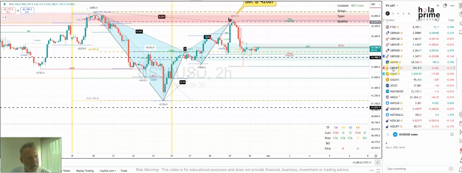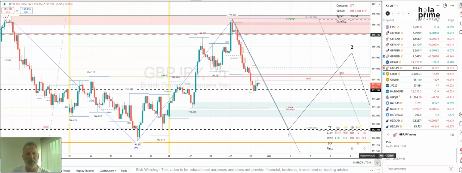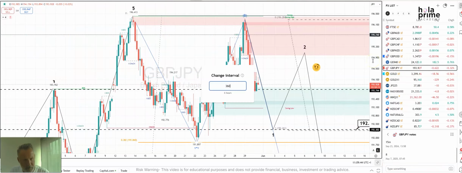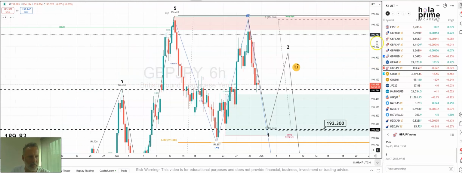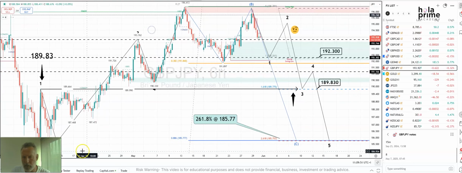Let's have a look at sterling yen, because I think that's quite interesting with regards to risk off. If we see risk off, as I previously said, we should see buying in the Swiss franc and the Japanese yen. If we see buying in the Japanese yen, we should see selling in sterling against the Japanese yen. I'm just going to take this out to a 6-hour time frame so we can see a little better what's going on. So let's move me out of the way.